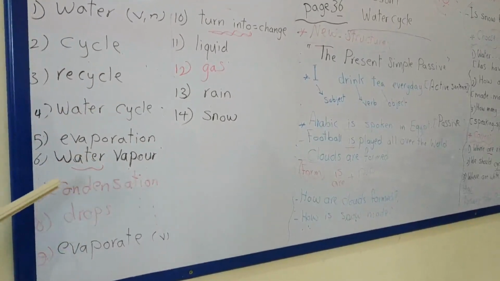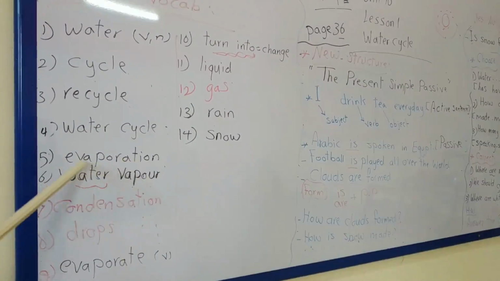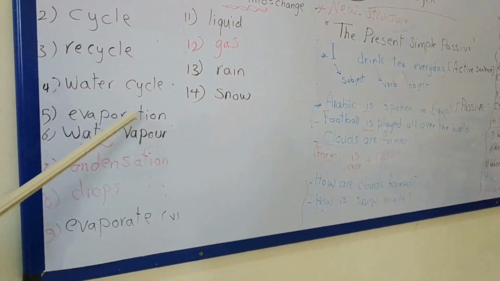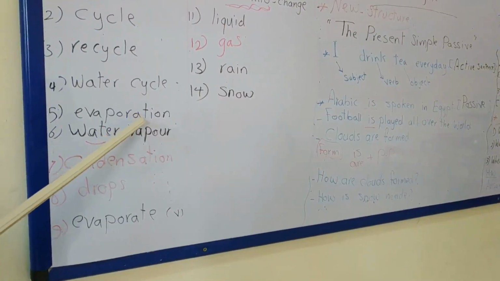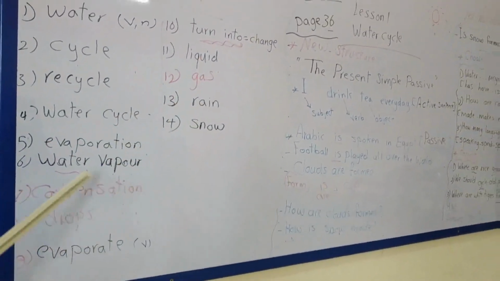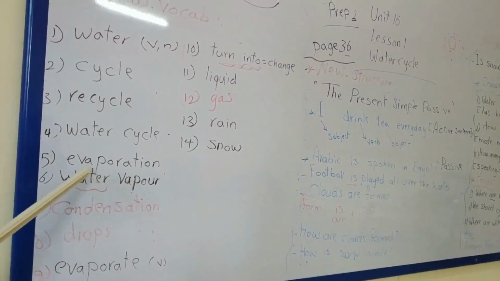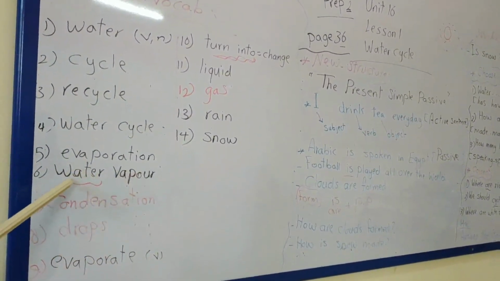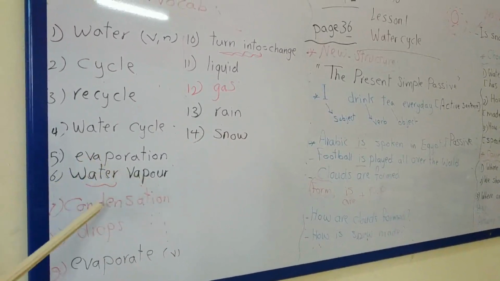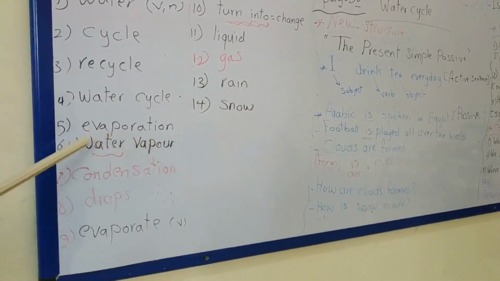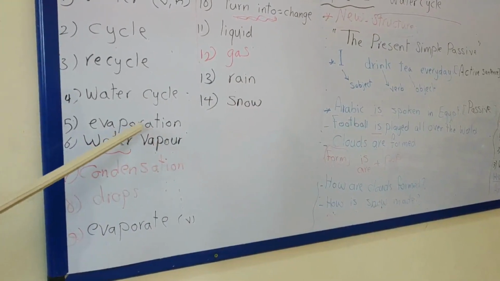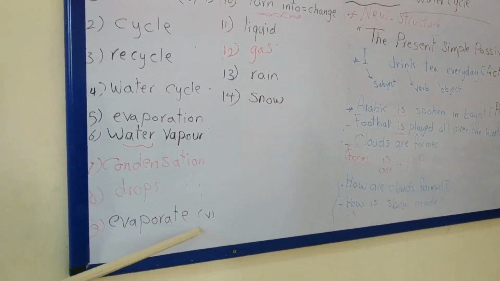So you read. Evaporation. What is evaporation? When your mom heats water, it turns into water vapor, or it changes into water vapor. Again, what is evaporation? When your mom heats water, it turns into water vapor. Of course, evaporation is a noun. Evaporate is a verb.